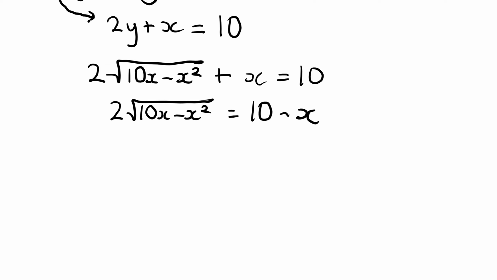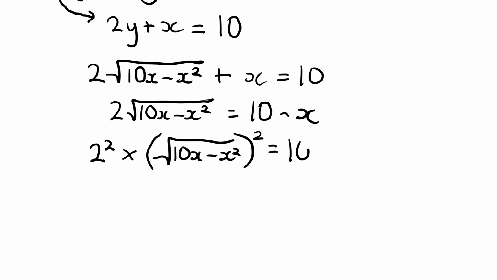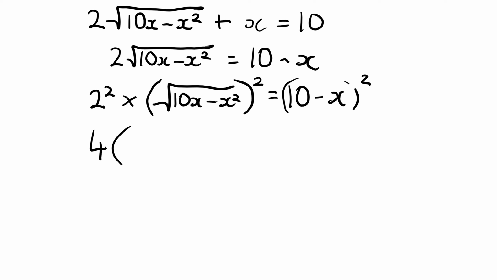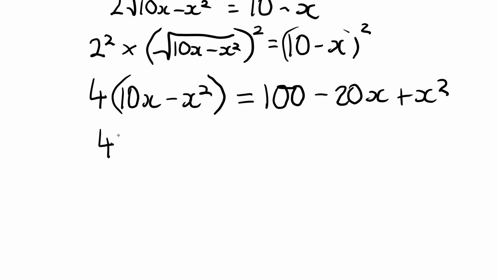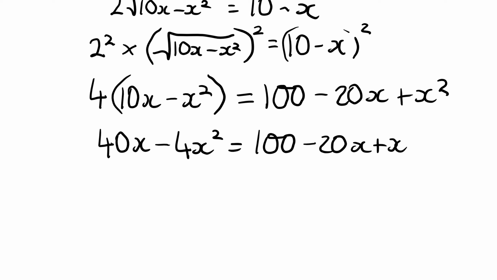So now what I'm going to do is square both sides of the equation. So we get 2 squared times (the square root of 10x minus x squared) all squared is equal to (10 minus x) squared. And if we expand that out, we get 4 times (10x minus x squared) is equal to 100 minus 20x plus x squared. Expanding this bracket, we get 40x minus 4x squared is equal to 100 minus 20x plus x squared.